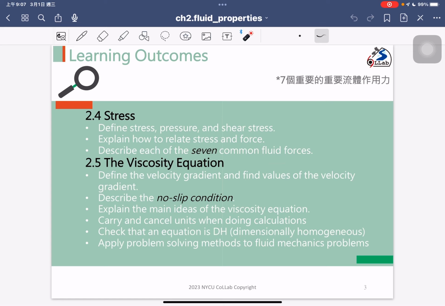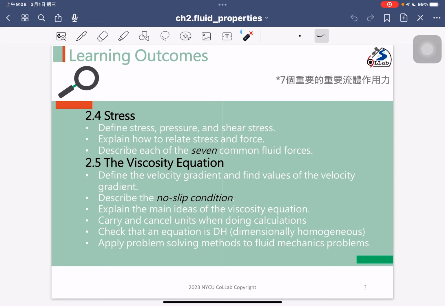So right now we have 2 key numbers. The first number is that in total we have 8 properties. And the second is that we have 7 fluid forces that will be taught today. Okay? And then the only important equation in this chapter is the viscosity equation.